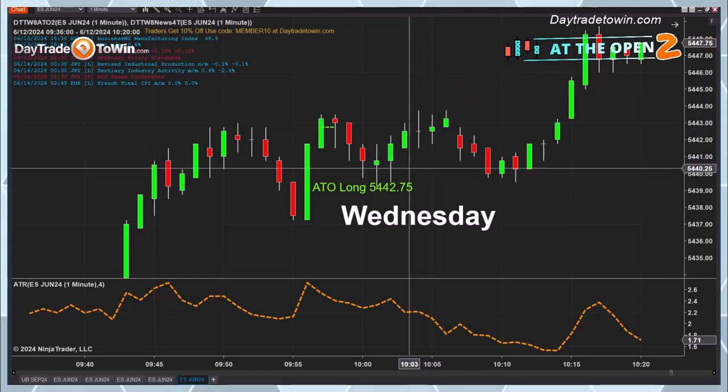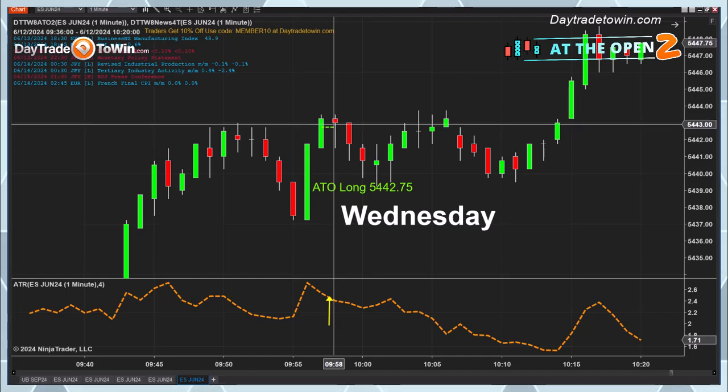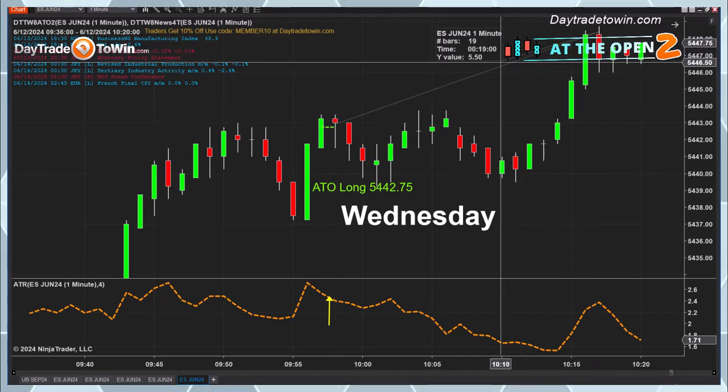Again, what is the target? What is the stop? Typically, we like to look at the ATR, which in this case is about 2.25 points, 2 points, and the market moved about 5 points.